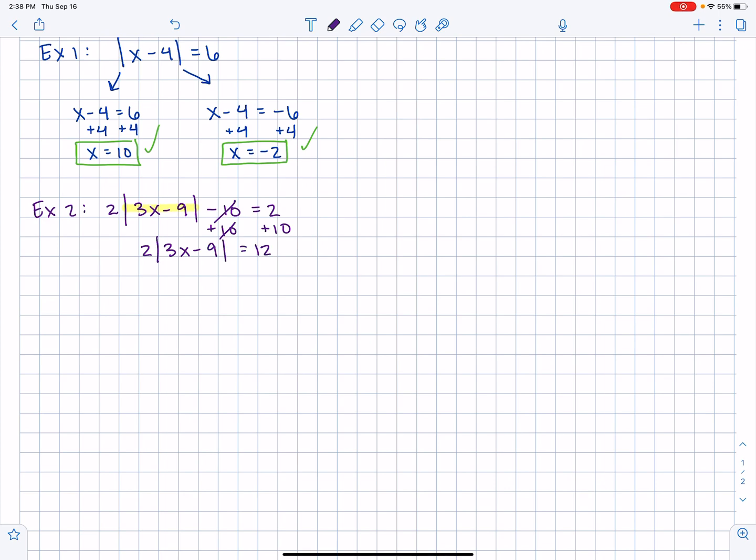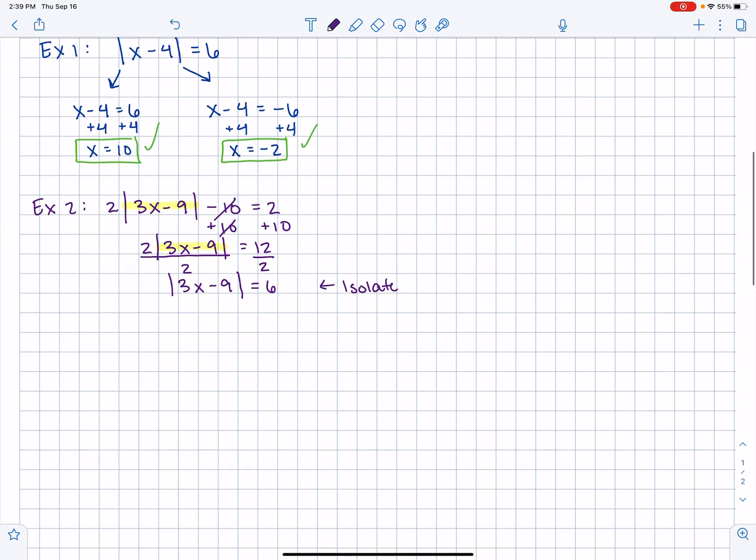And then, once again, we're still trying to isolate this absolute value right here. So you're going to divide by 2, and you get the absolute value of 3x minus 9 is equal to 6. Okay, now we're isolated. We did all that work to get there. We isolated the absolute value. So now we're going to break down these equations.